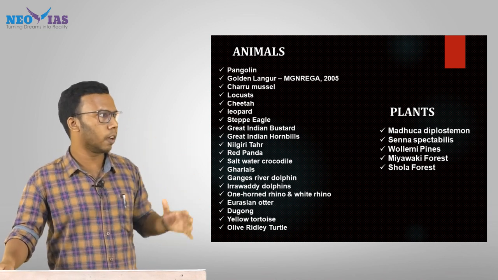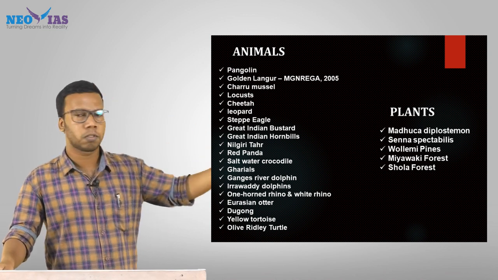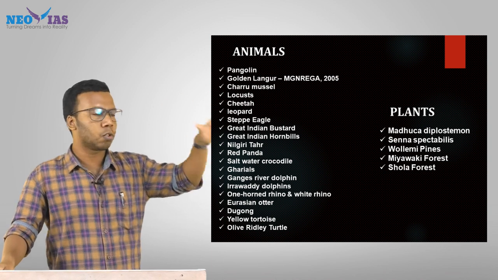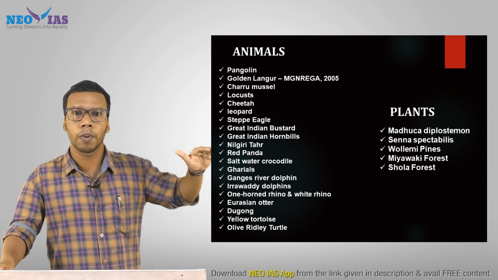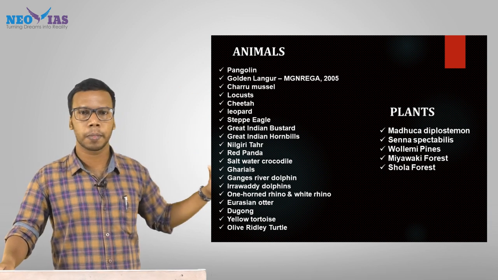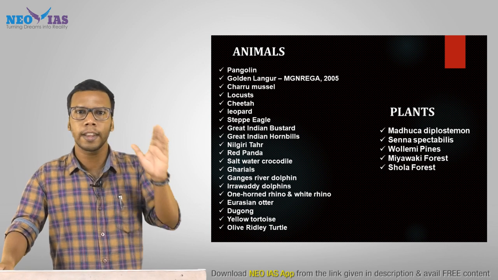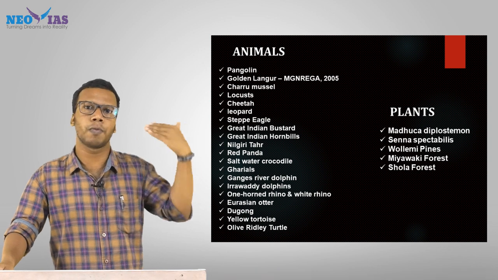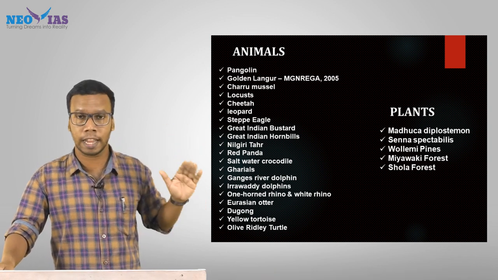Then saltwater crocodile, gharial, Gangetic river dolphin, Irrawaddy dolphin, one horned rhino and white rhino. Okay, so this white rhino was also there in news. So you need to know what is the difference between one horned rhino and white rhino, and you need to know whether white rhino is present in India. Okay, UPSC, they will give some list of animals and they will ask to find out which of the following or which of the animals given are naturally found in India. Okay, so you need to know whether white rhino is present in India. Okay, naturally found in India.